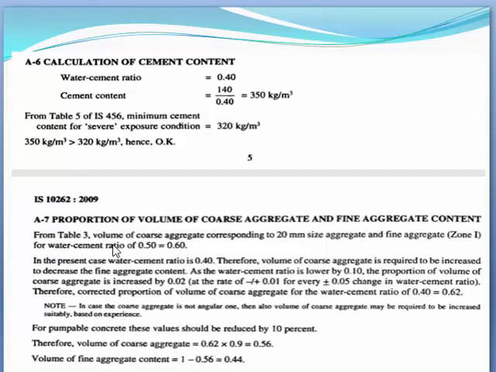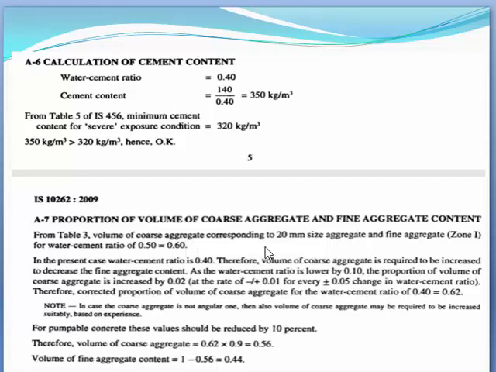So from table 3, volume of coarse aggregate. 20 mm size of aggregate, that is given. Fine aggregate conforming to zone 1, that is also given, right? So as per this particular statement, you need to go through it once. Volume of coarse aggregate corresponding to 20 mm size of aggregate and fine aggregate conforming to zone 1 for water cement ratio 0.50 is 0.60.